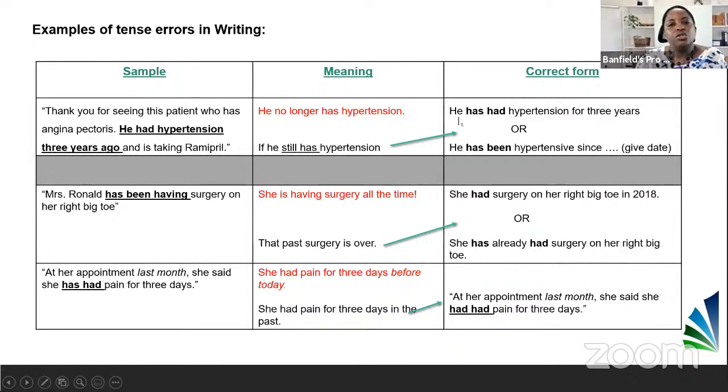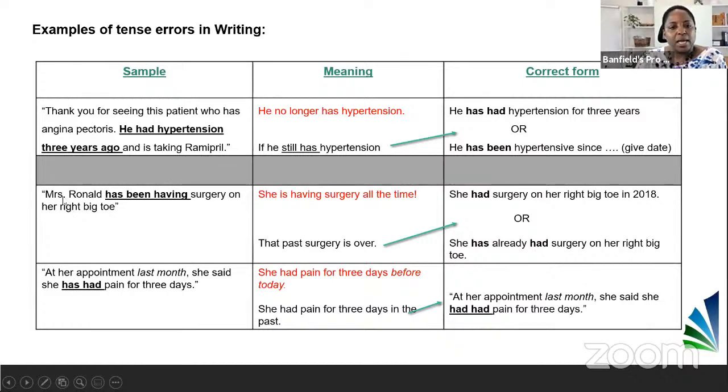Instead, you use a tense form that shows that it started in the past, but it's still ongoing now. He has had hypertension for 3 years. Or you can say he has been hypertensive since, and you give a date, since 2018, okay? Because this then makes more sense when you go on and say, and is taking ramipril, okay?